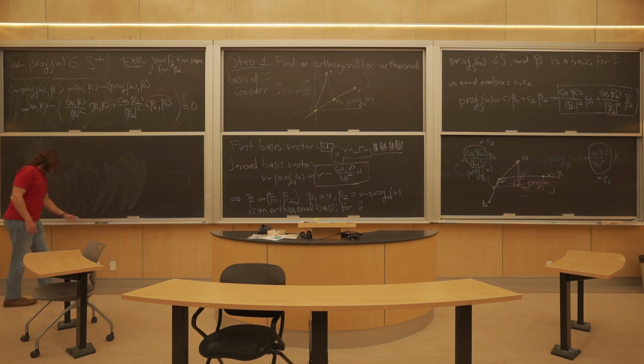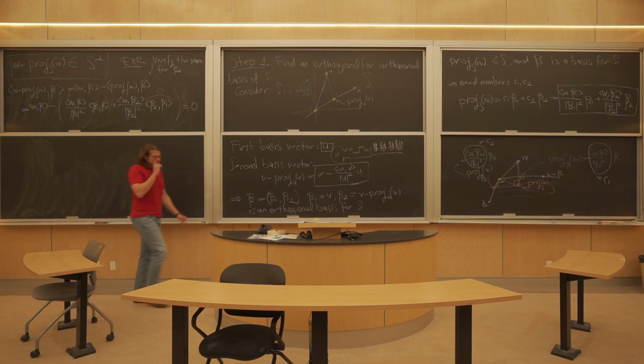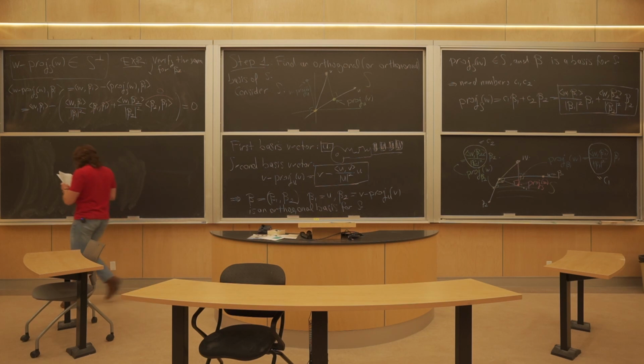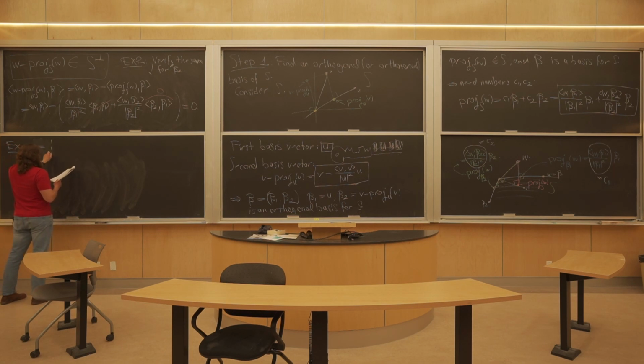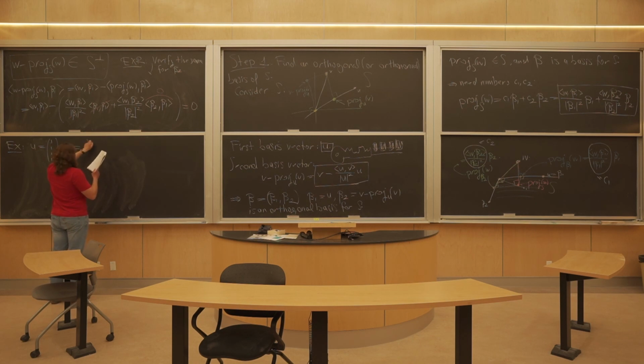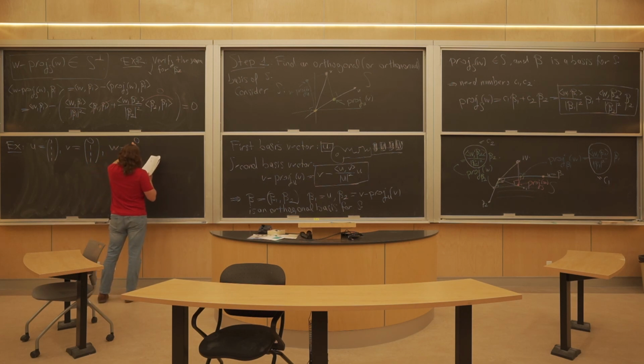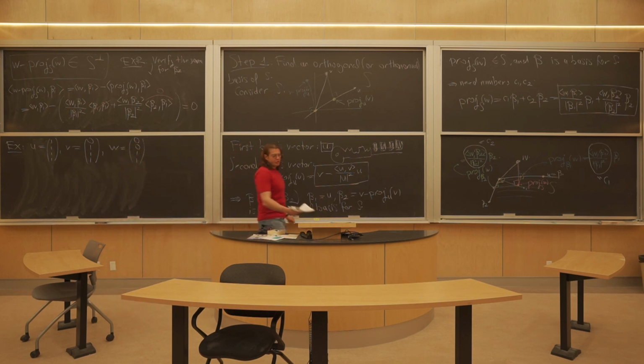So I want to look at vectors in R4, 4 dimensions. Okay. So here's an example. U is 1, 1, 1, 1. V is 0, 1, 1, 1. And W is 0, 0, 1, 1. And let's call S the span of U, V.